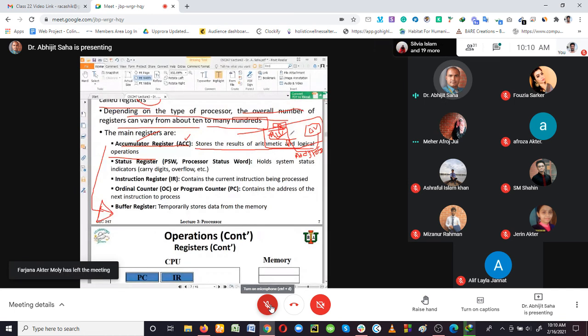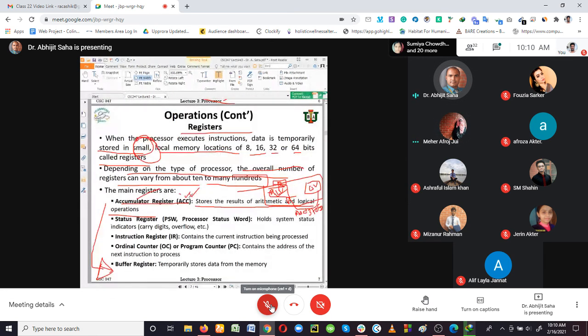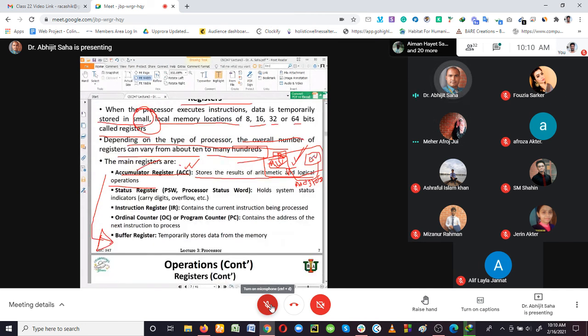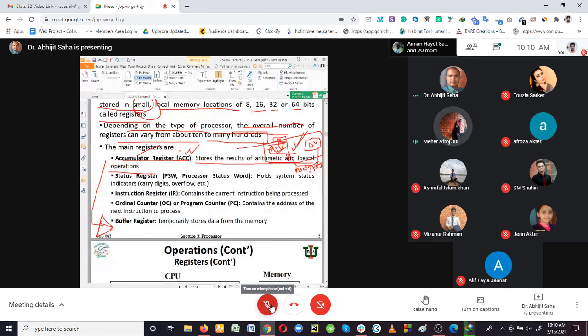So here we have learned what the accumulator register, the ACC, is, and the reason the ACC is inside the processor, which we tried to learn with this example. Meera, Afroz, do you want to say something? No, sir.